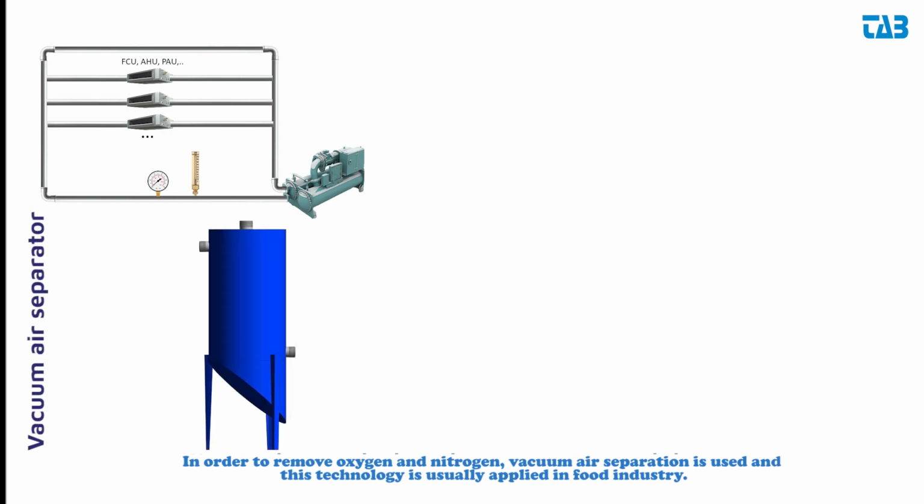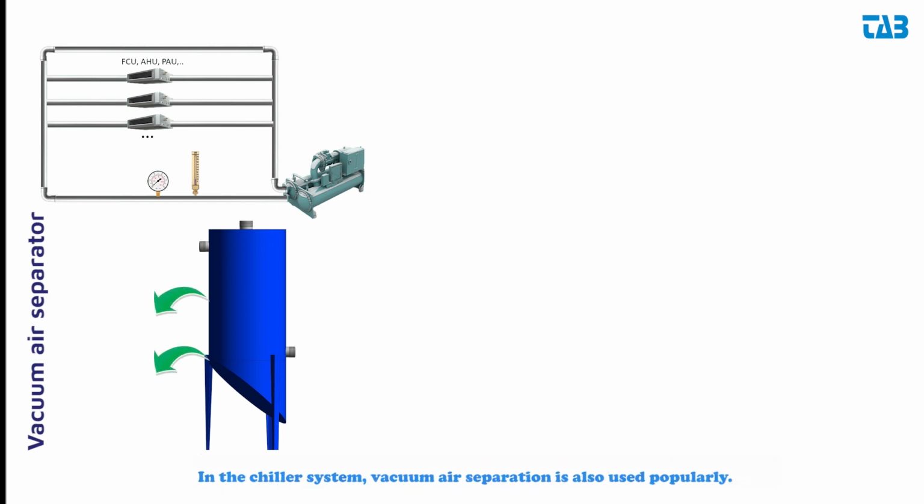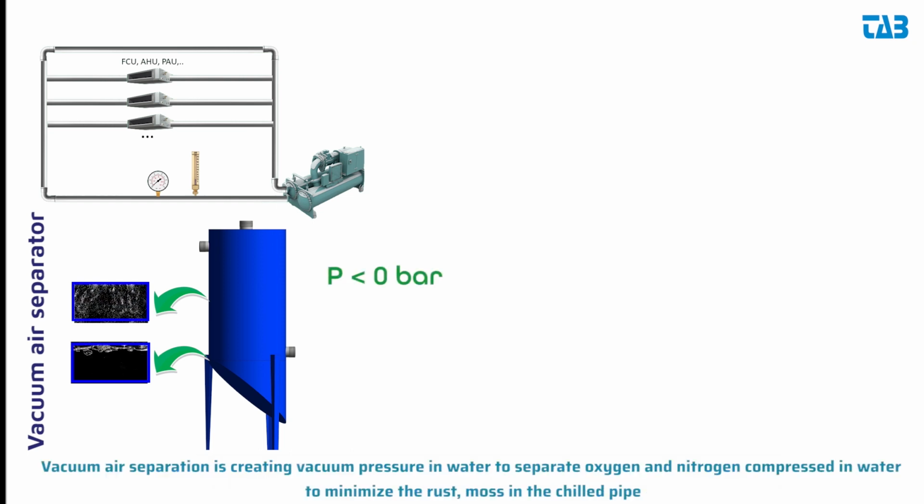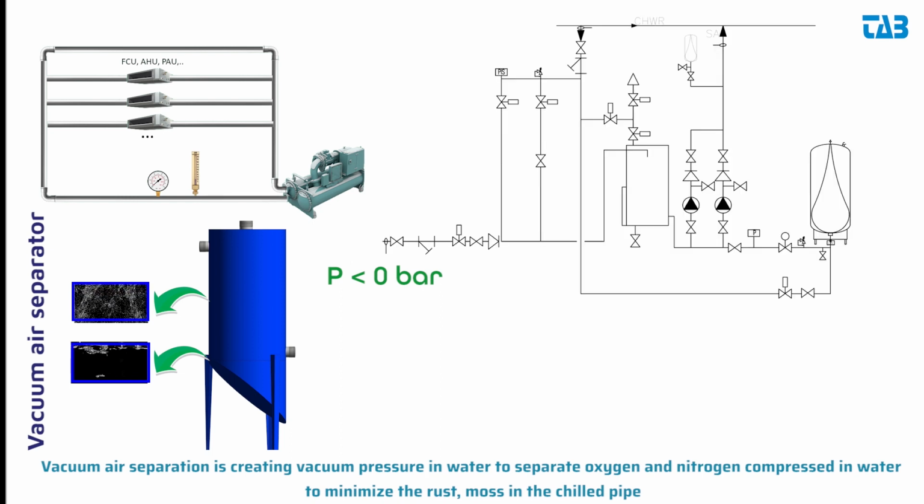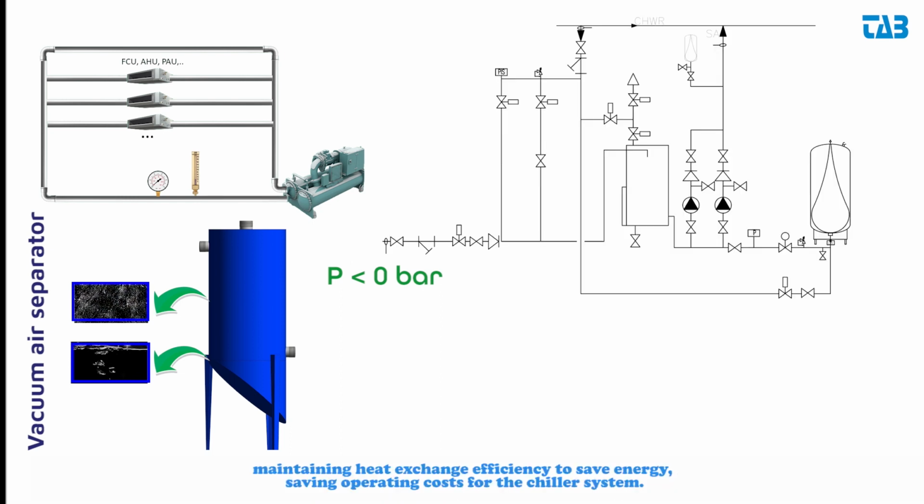In order to remove oxygen and nitrogen, a vacuum air separator is used, and this technology is usually applied in the food industry. In the chiller system, the vacuum air separator is also used properly. The vacuum air separator creates vacuum pressure in water to separate the compressed oxygen and nitrogen in water, to minimize the rust and moss in the chilled pipe, maintaining heat exchange efficiency to save energy, and saving operating costs for the chiller system.